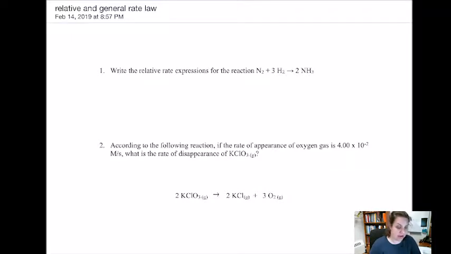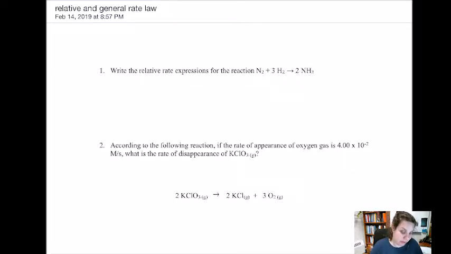Okay, so today we're going to go over relative rate laws and general rate laws. Make sure everybody is up to date and understand what's going on. So I've just come up with a few problems to go over. If you guys have any questions, please let me know.